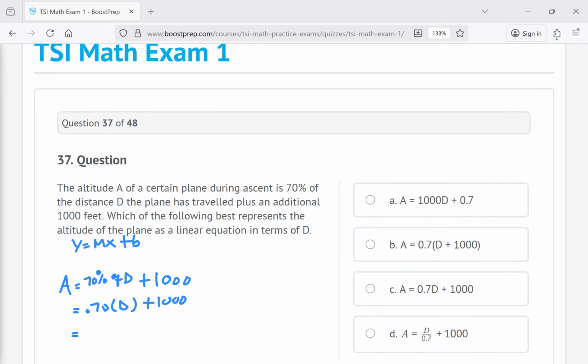It would be letter D. Don't be it's not B, it's letter C, right? Because if you FOIL this out, this is no longer be 1,000. Okay, so it's letter C.